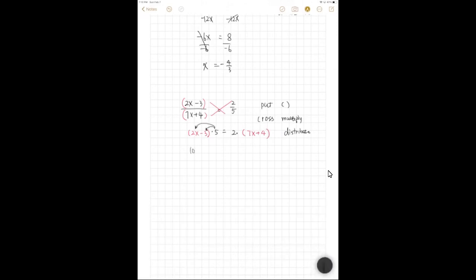So I have 10x minus 15 equals 14x plus 8. And then I want to move the terms with x on one side, and the terms without x on the other side.